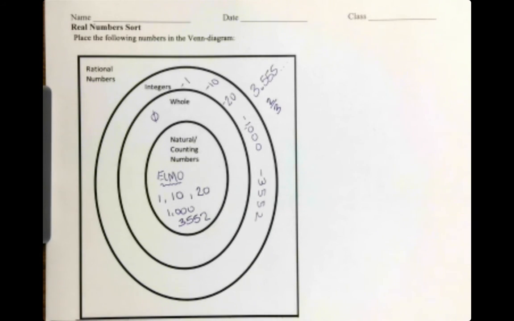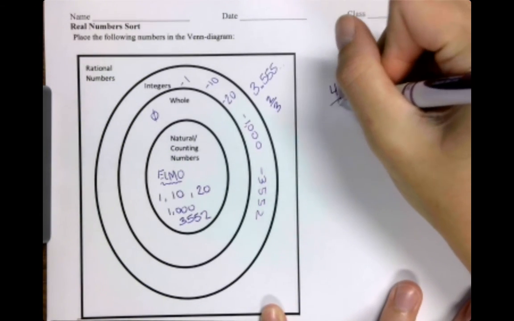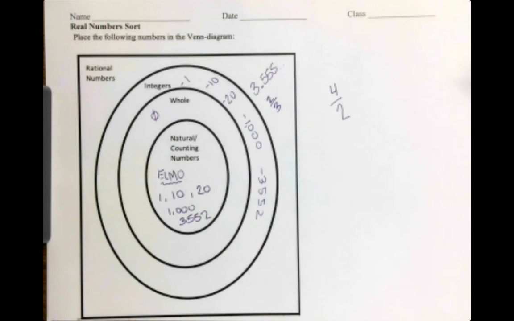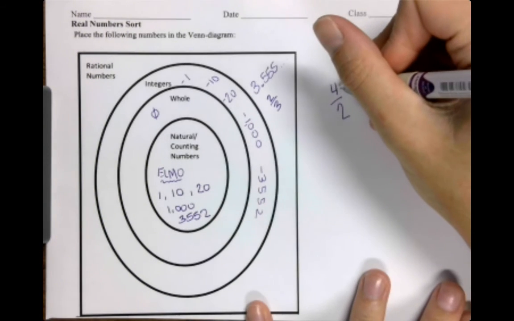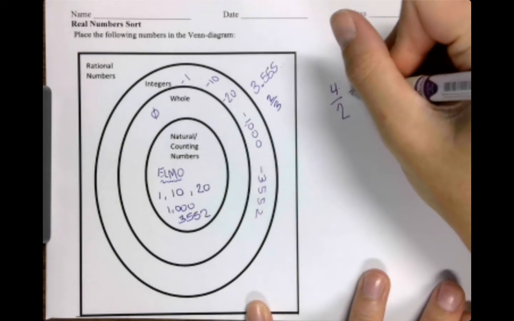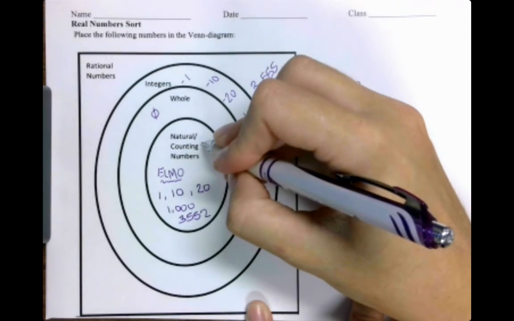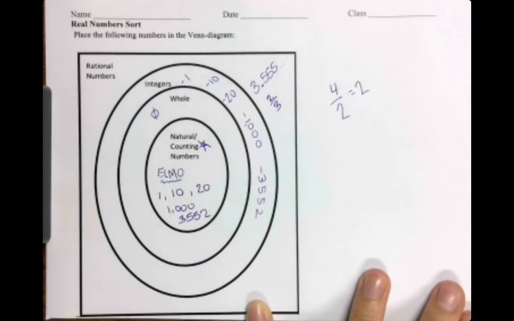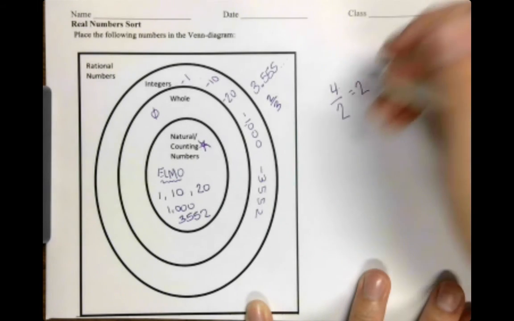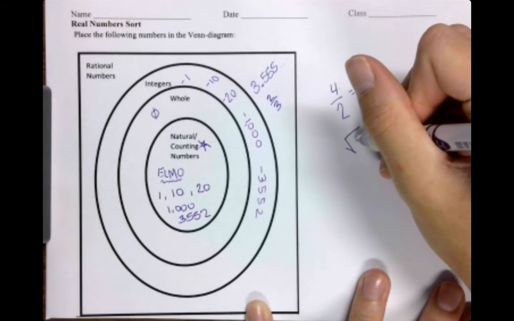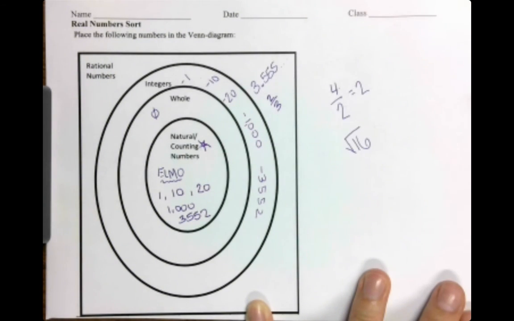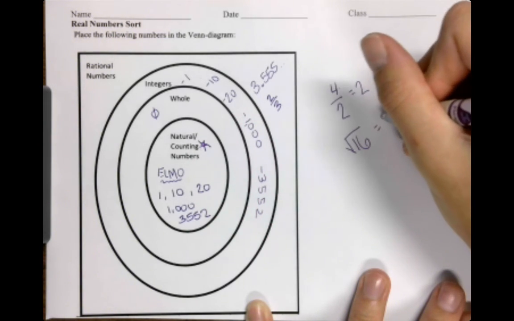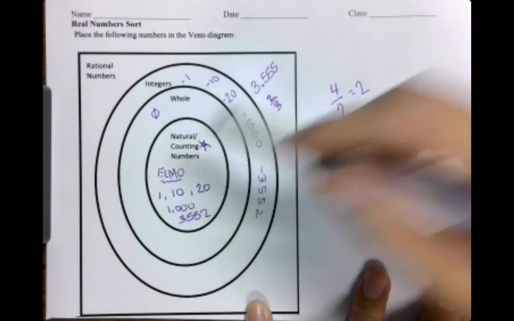All right? So the only thing that gets students caught up sometimes is if they see something like 4/2, they'll say, well, it's a fraction, it needs to go in rational. But 4 divided by 2 is actually 2, so it would go in the natural numbers. Or maybe you see something like the square root of 16. Again, that equals 4. That goes in that natural number.